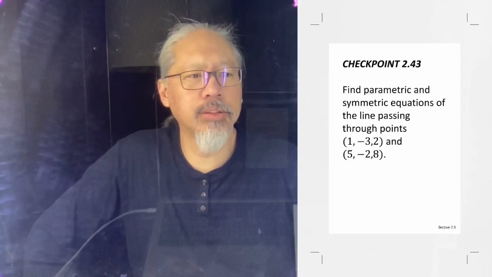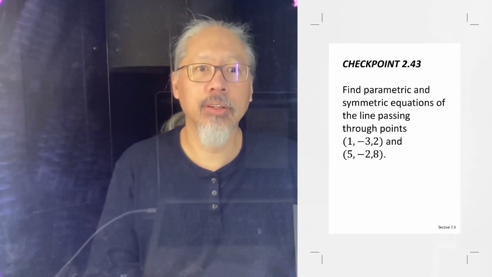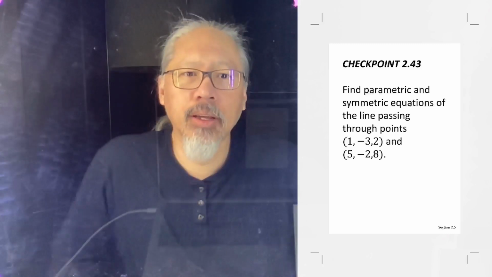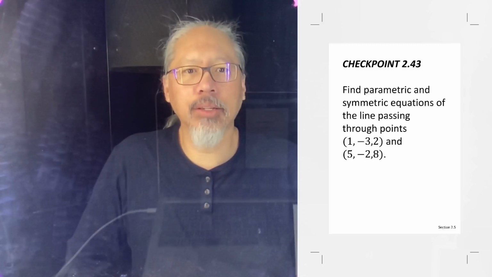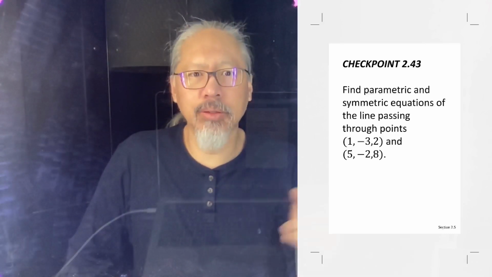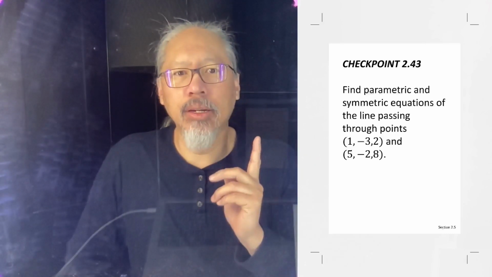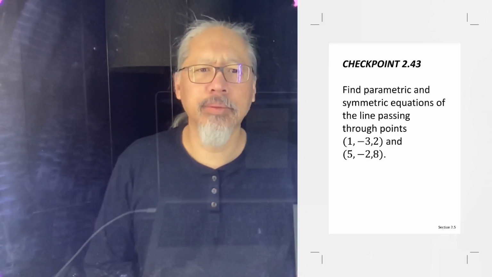We are in section 2.5, and here is checkpoint 2.43. They want us to find parametric and symmetric equations for the line passing through the points (1, -3, 2) and (5, -2, 8).